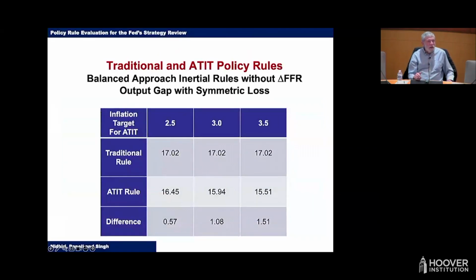Again, I think more interesting is the traditional and IT policy rules with the different coefficients, again smaller with the IT rule than the traditional balanced approach rule. Moderate differences increase as you increase the inflation target when you're under 2%, but increase at a decreasing rate when you do that for the same increments.